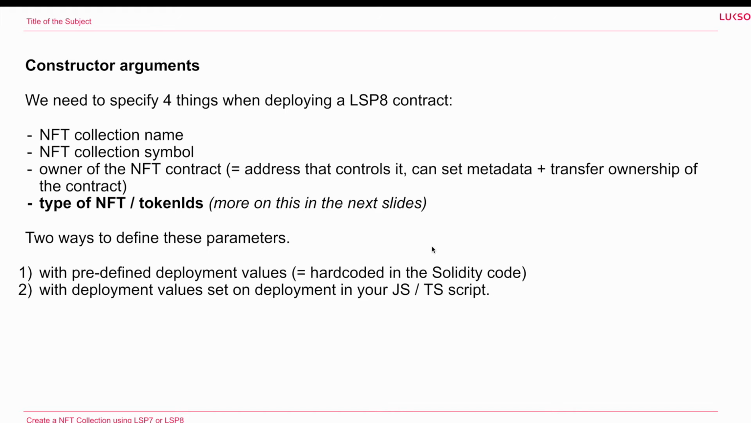So there are technically two ways in Solidity to define that. We can either use predefined deployment values, so we hardcode them in the Solidity code, or we can specify the values in JavaScript or TypeScript. The first method is useful when you already know what the name of the collection is going to be, so you don't have to write the code in JavaScript and deploy like that. You can just hardcode everything into the contract, and it's just going to be easier.